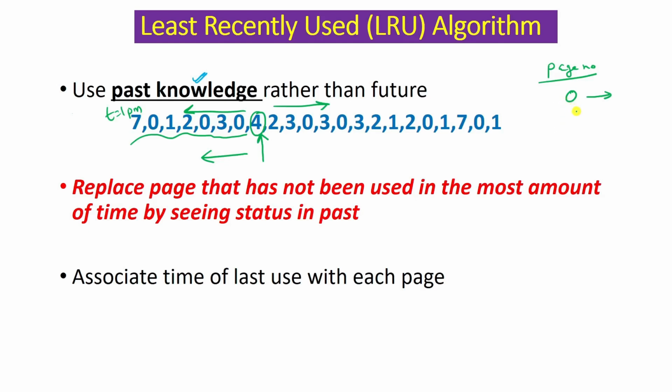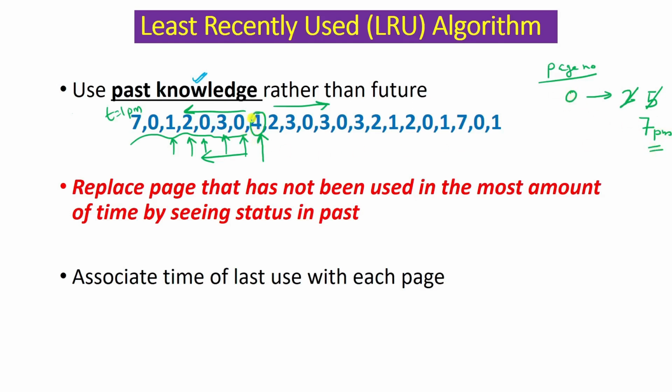So the operating system will keep track that 0 was referenced at, let's say, 2 p.m. Then at 3 p.m. it was referenced, then at 4, and at 5 again it was referenced. So its time will be updated. Lastly it was used at 5 p.m. Now at 6 it will be referenced again, and at 7 p.m. again. So I will update its time. At 7 p.m. 0 was referenced, so the last use of 0 was at 7 p.m.